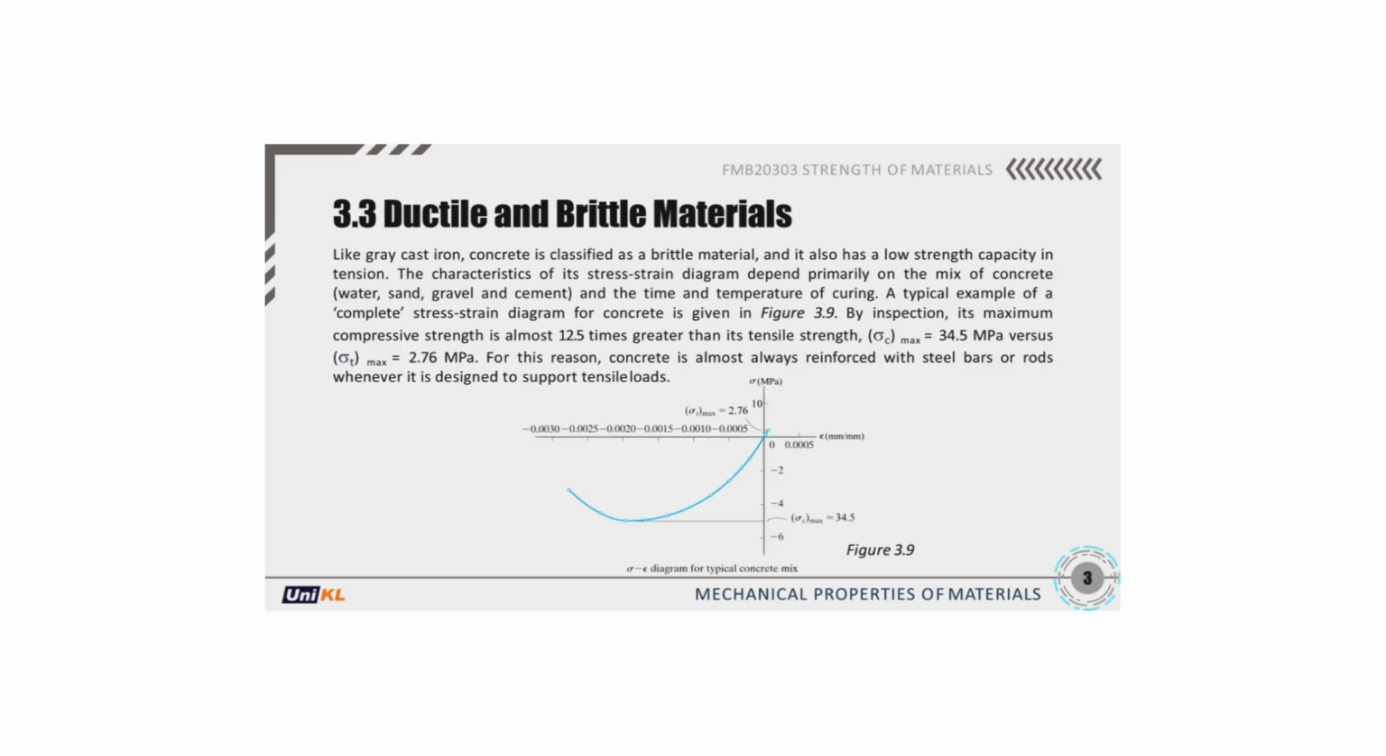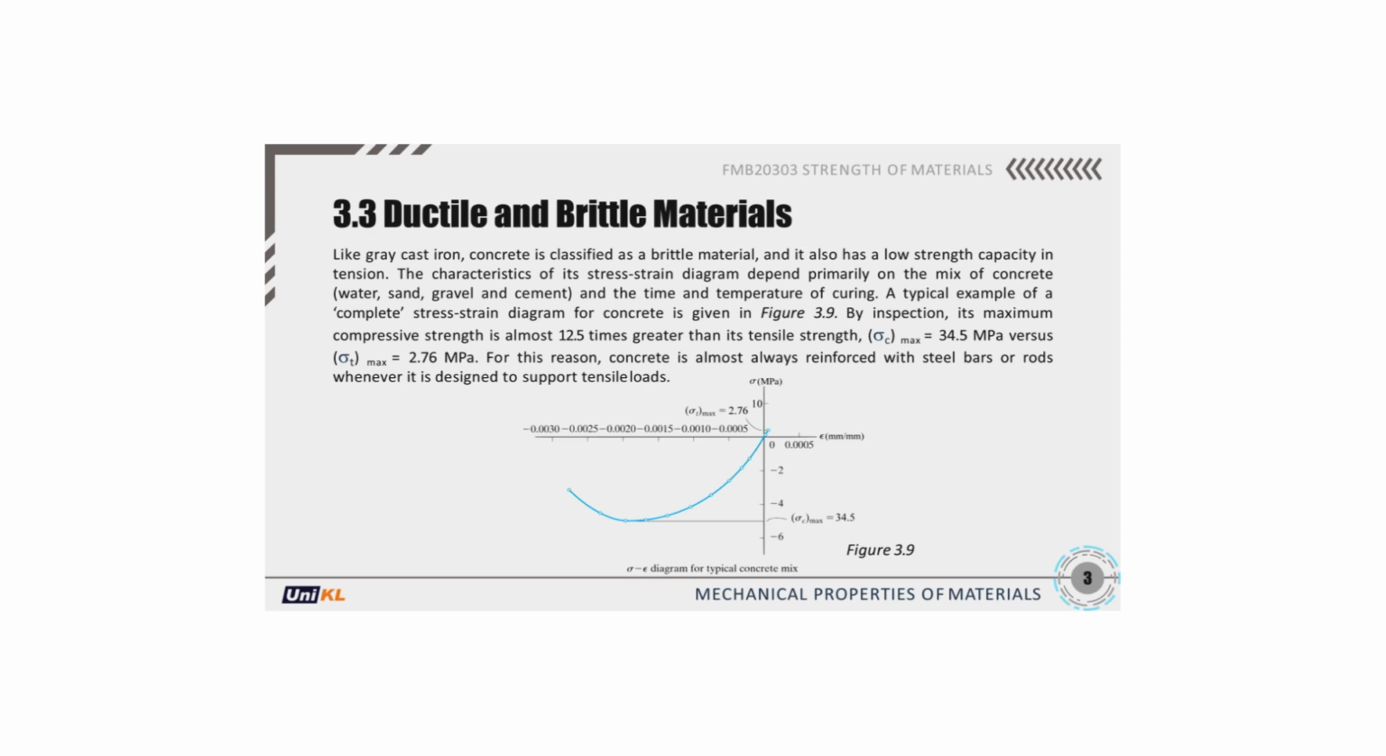A typical full stress-strain diagram shows σ_c_max greatly exceeding σ_t_max, e.g., approximately 34.5 megapascals versus approximately 2.76 megapascals. Hence concrete is almost always reinforced with steel when tensile loads are expected.